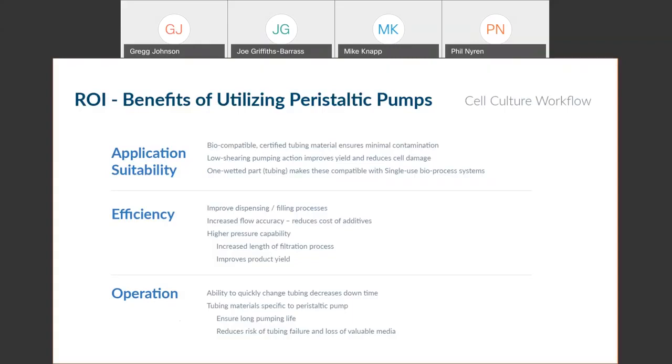Second, efficiency. To improve the filtration process and increase the filtration cycle, use of tubing and pumps with higher pressure capability will extend these cycles and help improve the yield. Then last, operational improvements. Use of pump technologies that offer easy tubing exchanges will increase your operating time by reducing any downtime. And finally, proper selection of tubing materials will ensure the proper life that's needed for improving your operations. I want to thank you for your time today. And with this, I'll turn it back to Joe to take us through any questions.